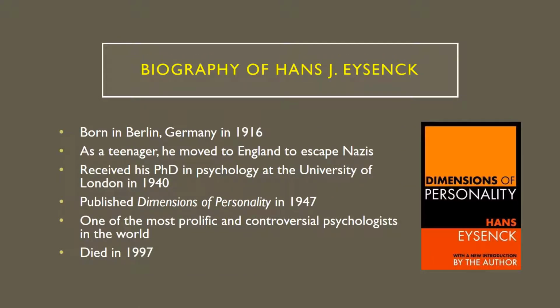Hans J. Eysenck was born in Berlin in 1916, but as a teenager he moved to London to escape Nazi tyranny. Eysenck was trained at the psychometrically oriented psychology department of the University of London, from which he received a bachelor's degree in 1938 and a PhD in 1940. Eysenck actually wanted to study physics at the University of London, but was told that he lacked the requisite academic background.